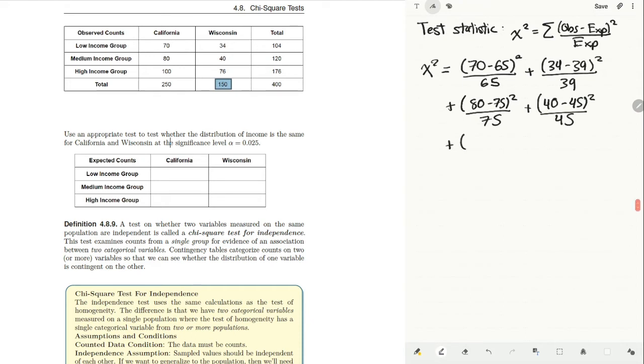And then for the high income group in California, we have 100 observed. And we expect 110. And then the high income group in Wisconsin, we have 76 observed, and we expect 66. And so if you perform this calculation, we get a chi-squared statistic of 4.339, rounding to 3 decimal places.